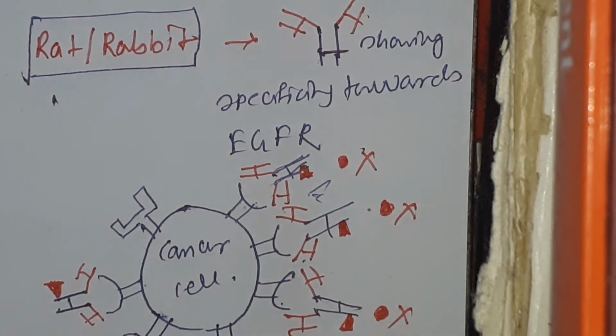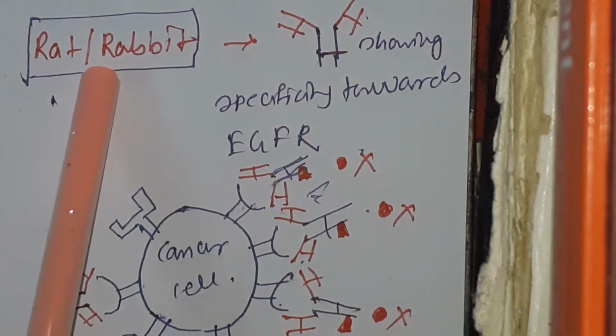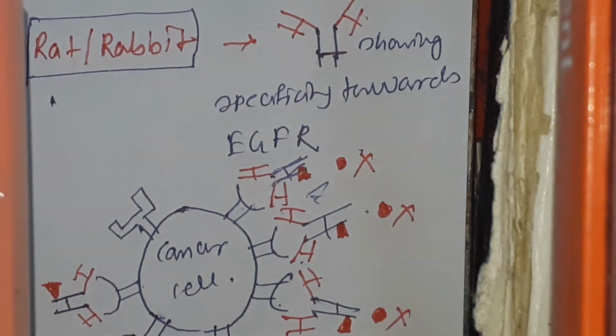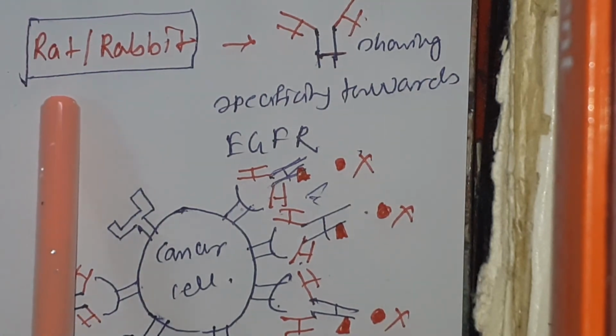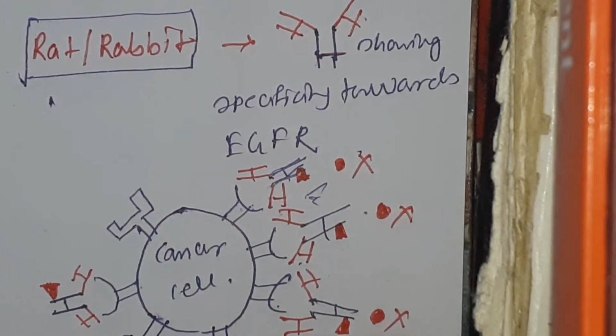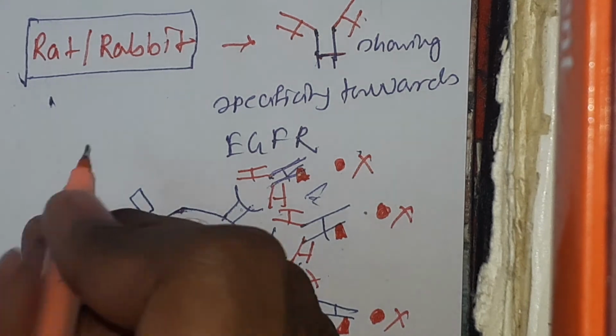Because it is coming from a completely different species, it is not only allotypic, it is also an isotypic immune response too. That is why it is also an immunogen, right? So an antibody produced from this rat or rabbit has the ability to induce our own immune response, so that can be a problem.